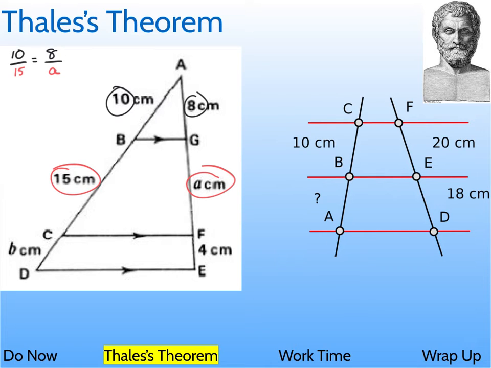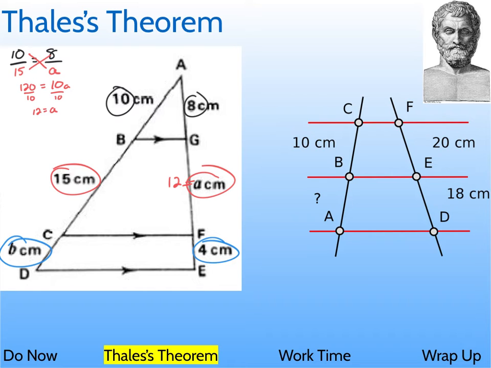So all you have to do to solve this is just cross multiply with this. So 15 times 8 is 120, 10 times A is 10A, and then obviously divide by 10, we get that A equals 12. Cool. And then, likewise, we can do the same thing with B and 4.